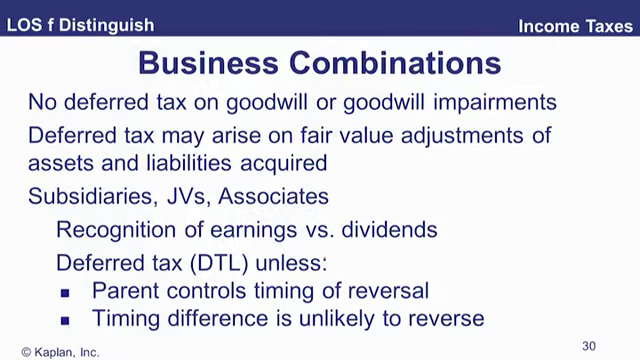In the accounts, we're seeing the earnings of our subsidiaries, joint ventures and associates, and in the tax returns, we're seeing the dividends. Now, theoretically, that could cause us some timing differences. Assuming eventually all of the subsidiary, joint venture or associate profits are paid by way of a dividend, then we've got a temporary timing difference. So we are asked to record deferred tax liabilities unless the parent controls the timing of the reversal or timing differences are unlikely to reverse.